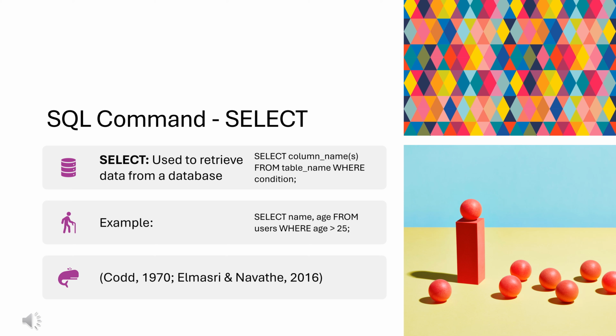The select statement is used to retrieve data from a database. It allows us to specify which columns we want to retrieve and apply conditions to filter the data. For example, if we want to retrieve the names and ages of all users who are older than 25, we would use the following query. This query selects the name and age columns from the users table where the age is greater than 25.